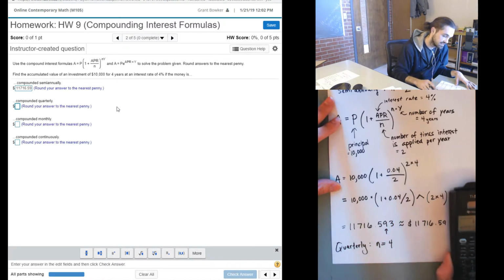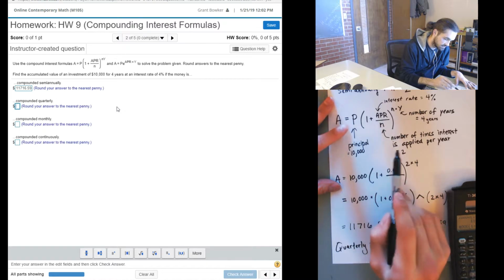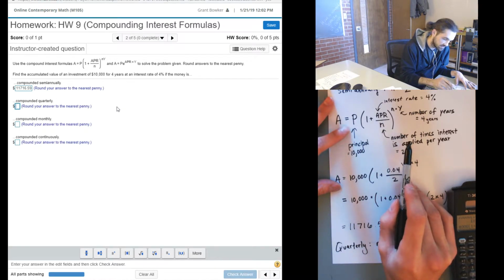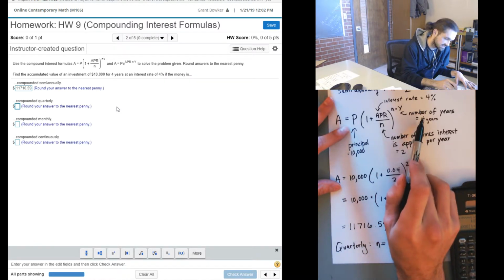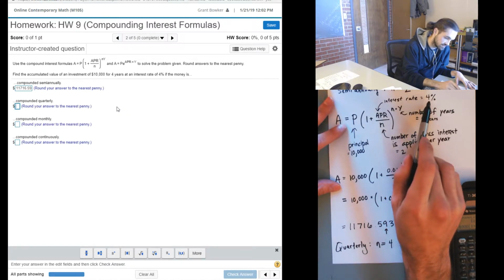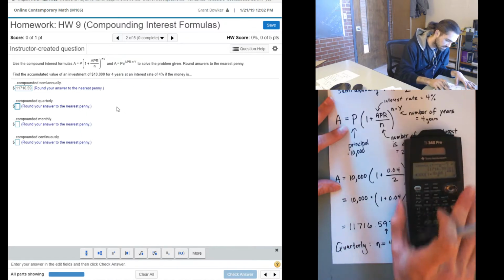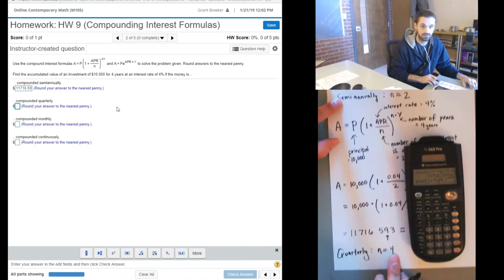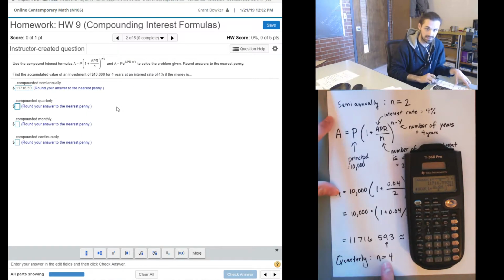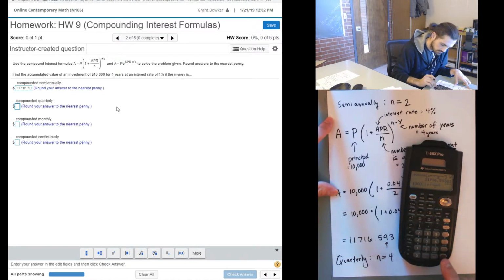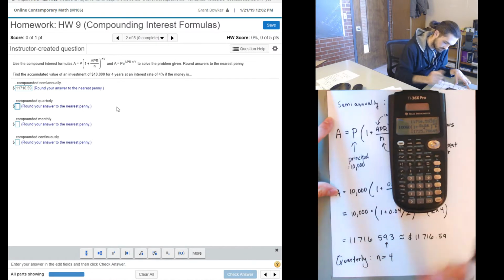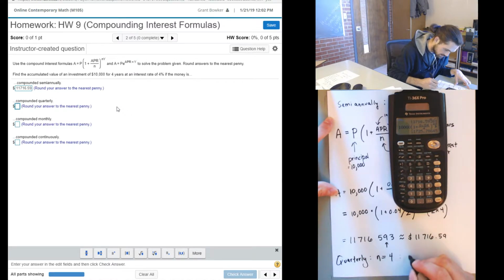Again, that's because the only thing that's going to change is the number of times the interest is applied. Remember, the number of years, it's still sitting for 4 years. We still have a 4% interest rate. We still have a principal of 10,000. So the only thing that changes between semi-annually and quarterly is the N value. This gives us 11,725.76, and the 8 is enough to round up, so it'll be 79.